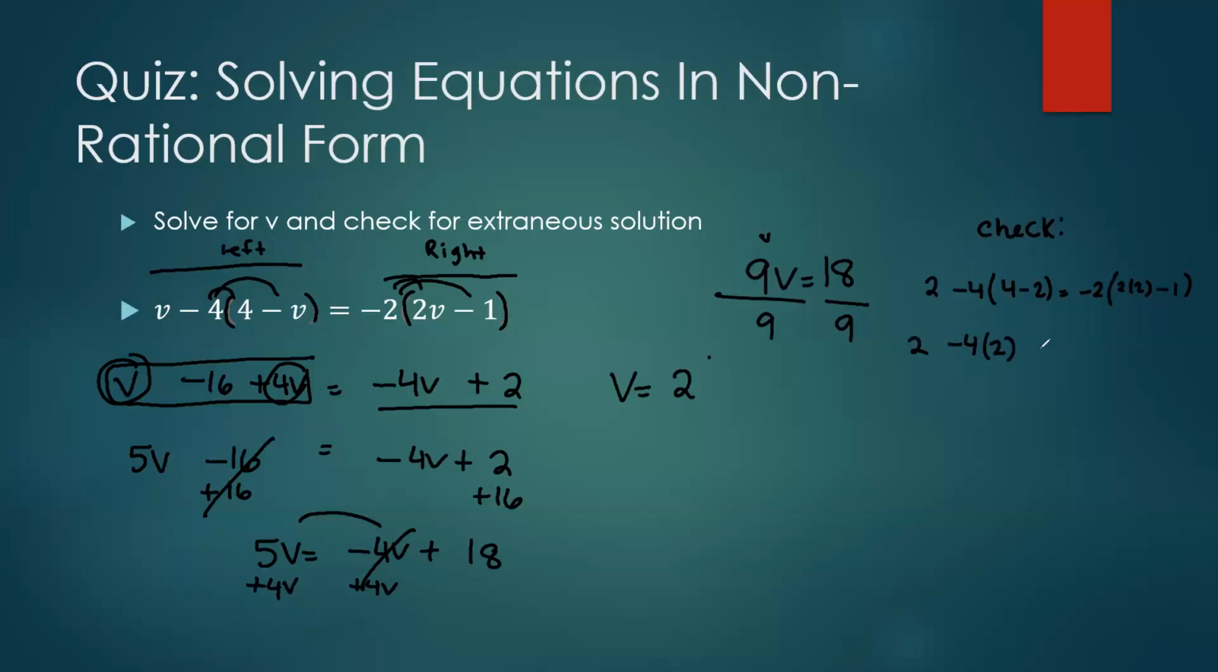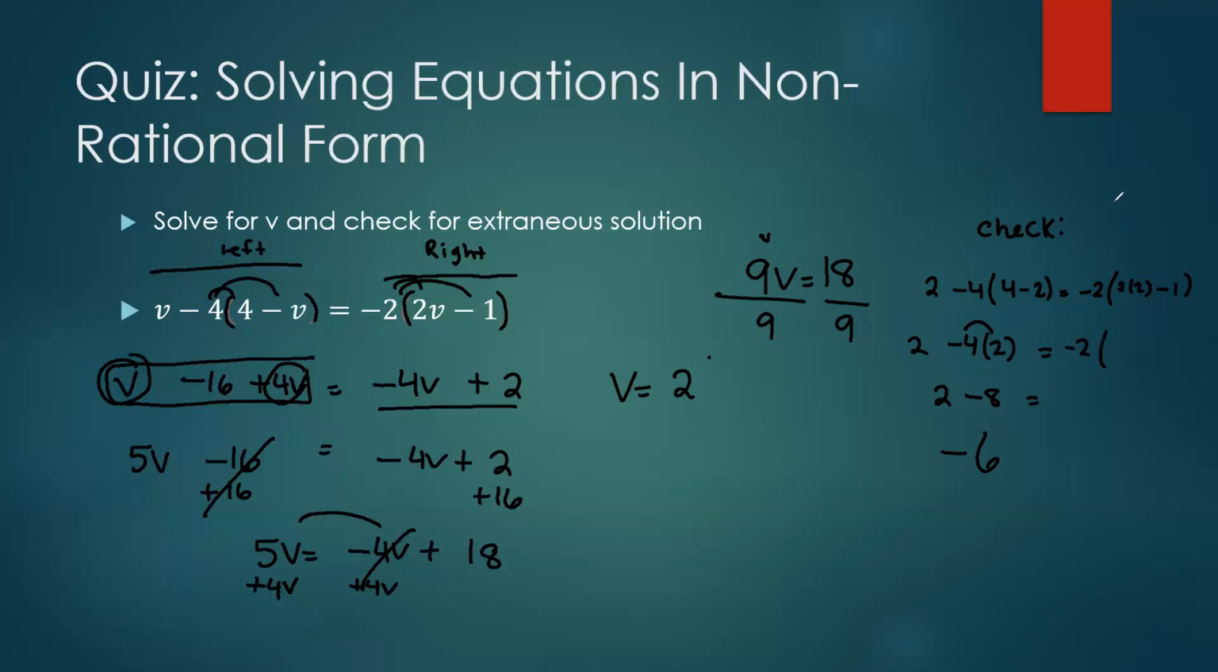On the left side it would be -4, and then 4 minus 2 is 2, and then you have this 2 here. According to order of operations, you do the multiplication first. So -4 times 2 is -8, and then you have 2 here, and then you have a subtraction. So 2 minus 8 is -6. Now let's do the right side.